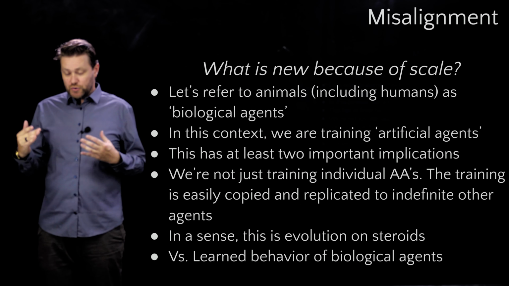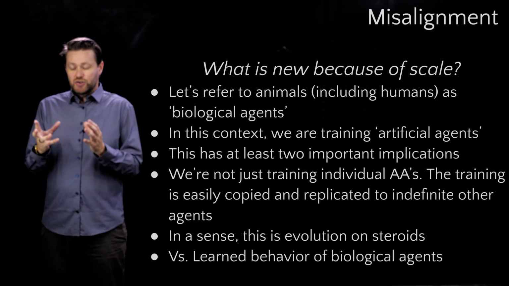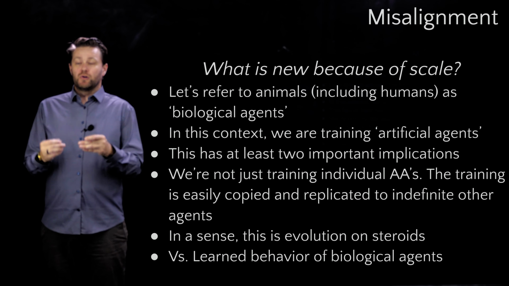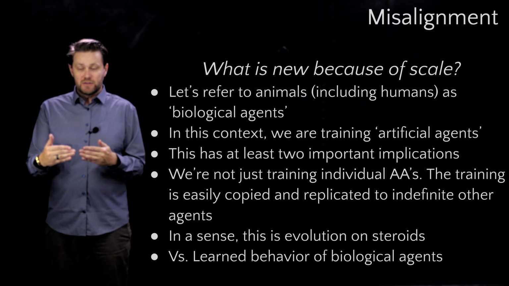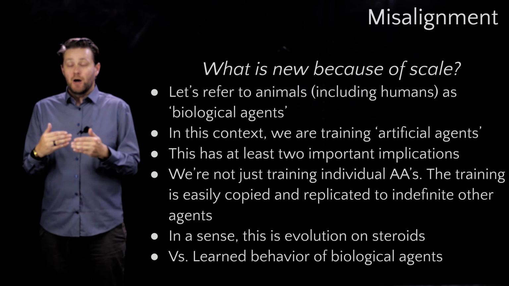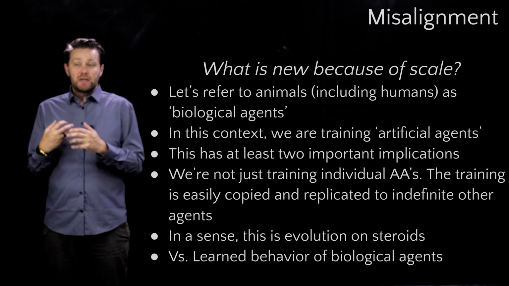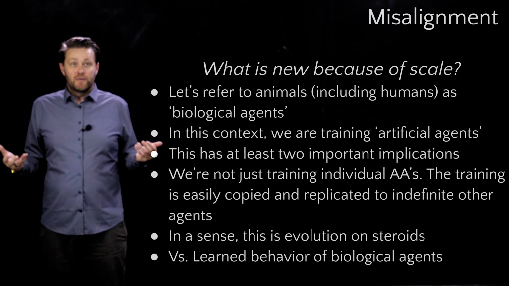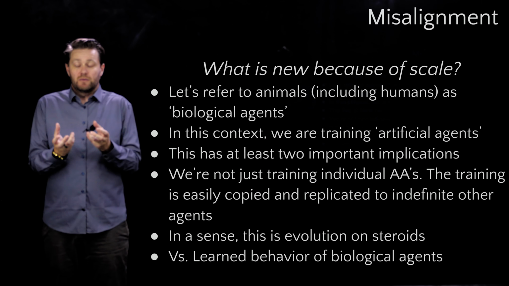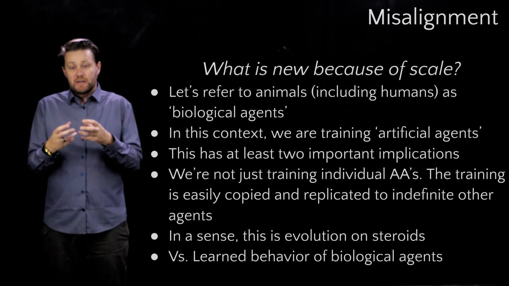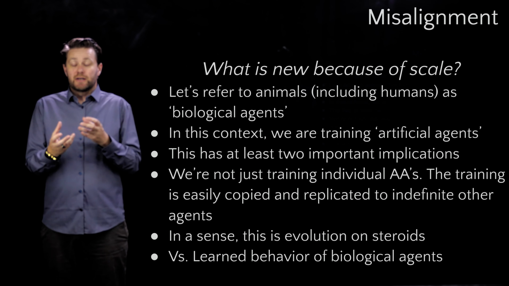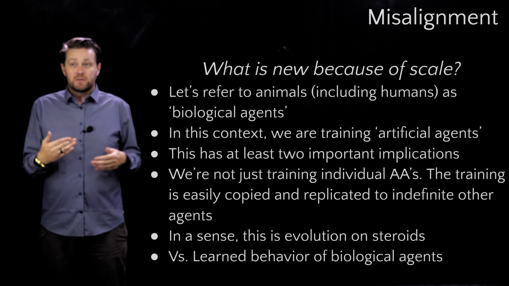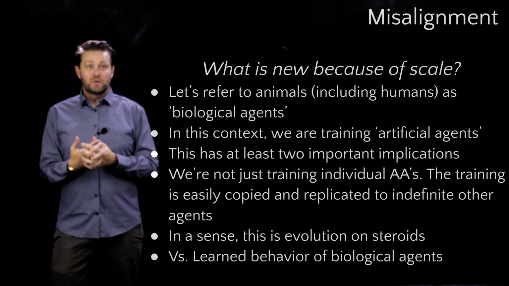Okay, so when we're training artificial agents, we're not just training individual artificial agents. When an artificial agent has an updated policy, that updated policy can be passed on to an indefinite number of artificial agents, right? Because these are digital. This is an algorithm. So this algorithm is updated, and it can be spread as quickly as digital copies can spread.